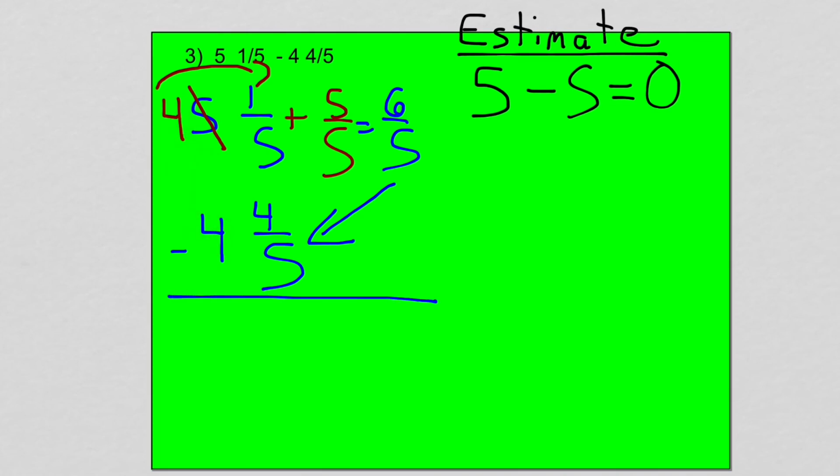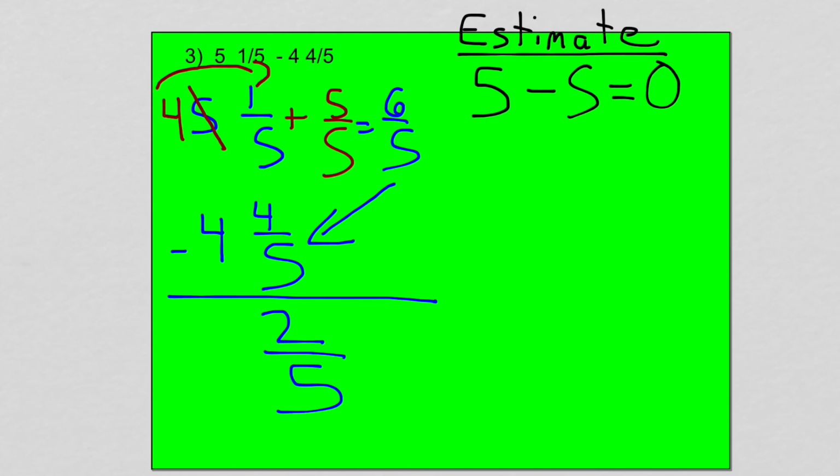4 take away 4 is 0. And I don't really need to have the 0 there. And then 6 take away 4 is 2 over 5. And that's a fraction that is quite small and fairly close to our estimate.